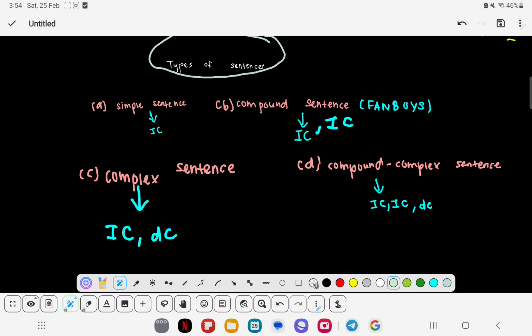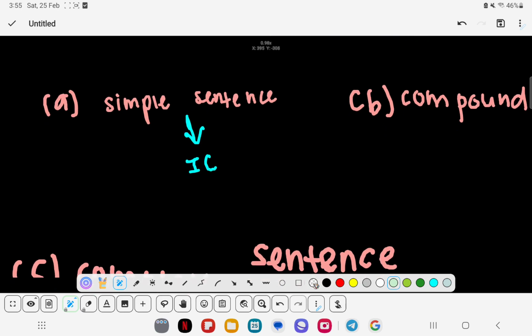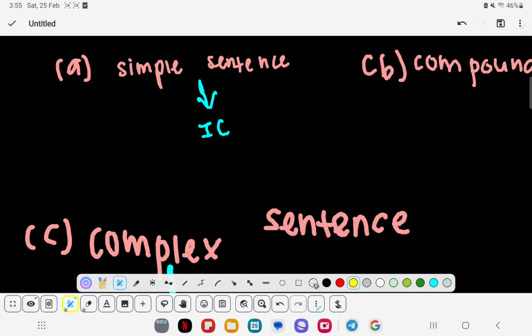Now, as I told you, we have four types of sentences. Let's talk about the simple sentence. The simple sentence is actually called IC. It is just a very, very simple and very easy sentence. You just have one IC, which means one complete sentence. For example, Ali went to bed. That's it. This is how you know it is IC, because this sentence makes sense.